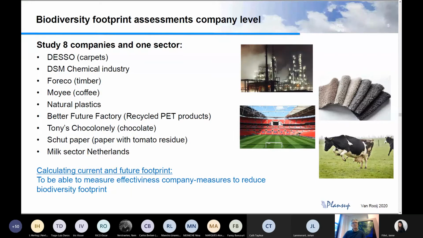And we looked also at the sector of the Netherlands. So for each of these, we tried to calculate the current footprint in biodiversity, but also the future footprint in terms of, okay, what kind of measures are people thinking of taking in the future? And for the milk sector, we made a scenario ourselves.